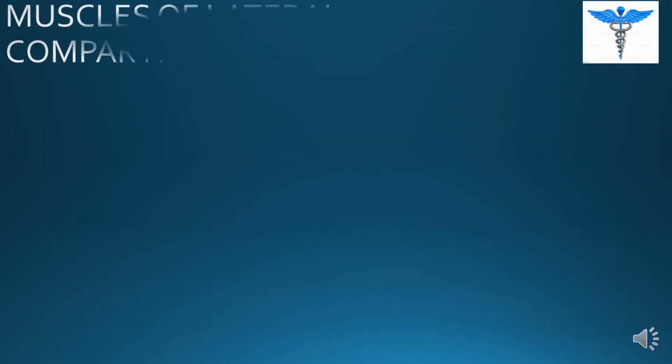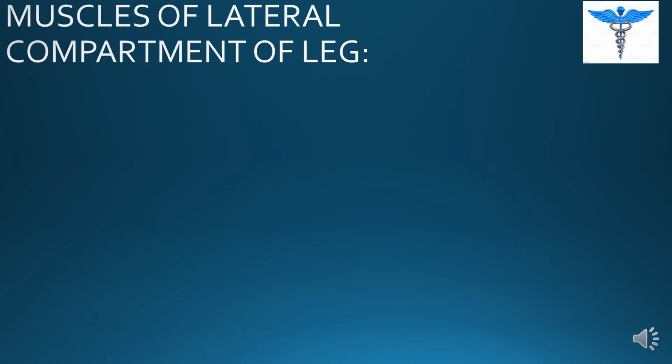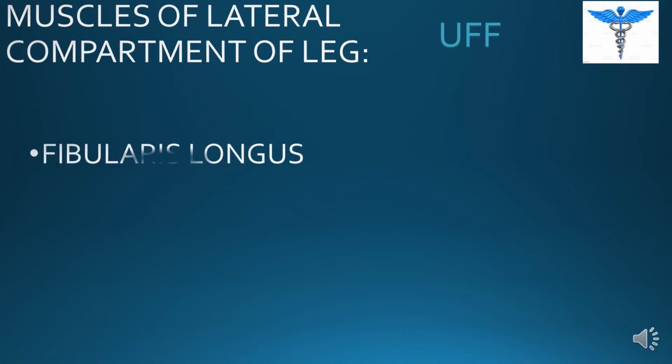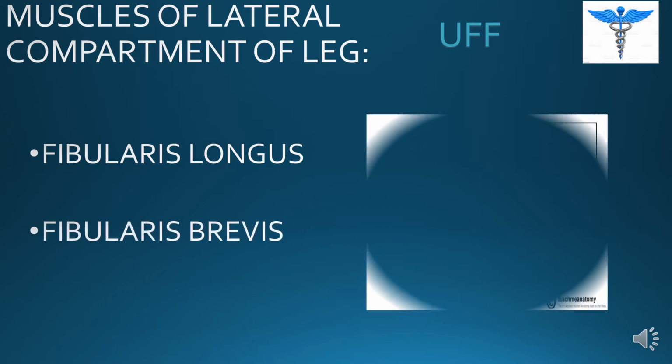Now we have muscles of lateral compartment of leg, and there are only two muscles in the lateral compartment of leg. And for mnemonic, just remember OF. The double F here is for fibularis longus and fibularis brevis muscles.